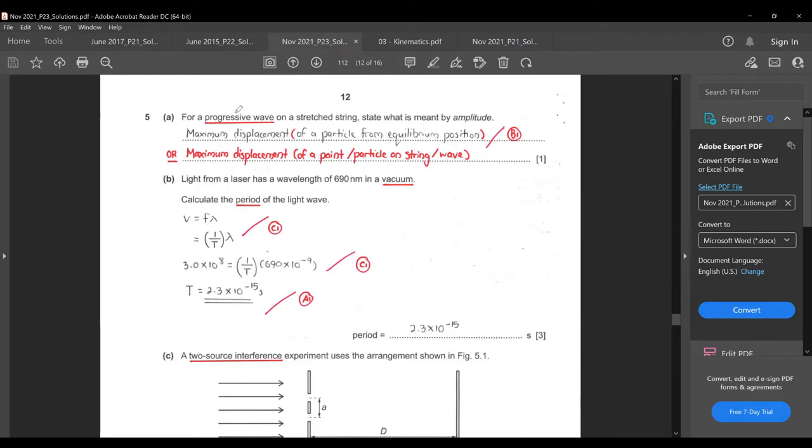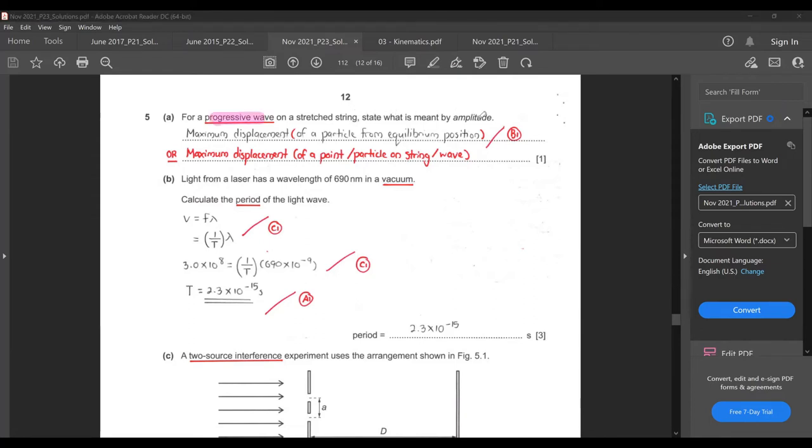Okay, for a progressive wave on a stretched string, state what is meant by amplitude. This one, you just really need to remember the definition of certain wave terms or wave terminology. Amplitude is simply the maximum displacement of a particle from its equilibrium position. The keyword here is that you must have the wording maximum displacement. That's all there is to this. And then after that, you look at part B.